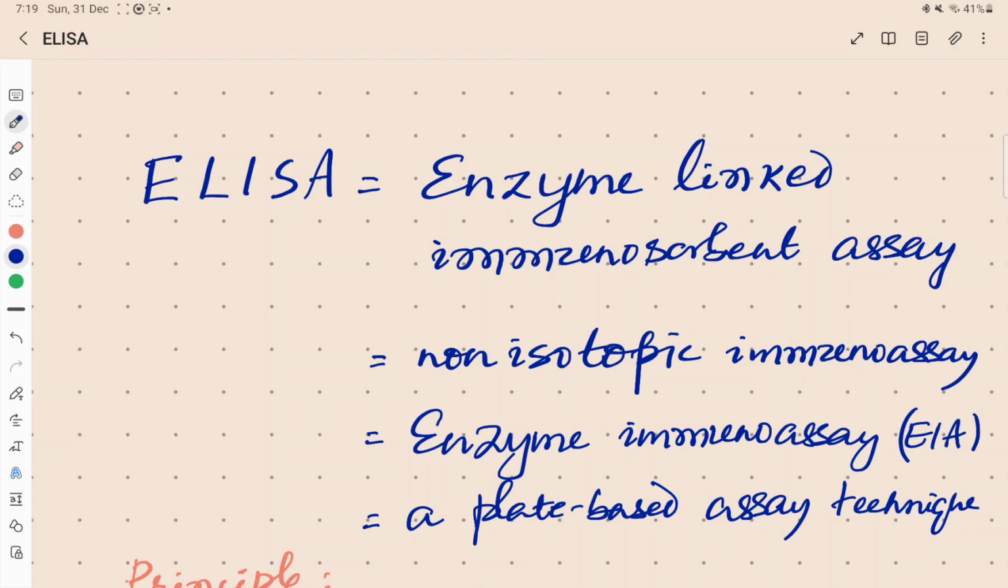We can also call it a non-isotopic assay. Non-isotopic because there is another assay technique called RIA, radio immunoassay, where we use a radioisotope. Here we are not using a radioisotope, so it is not as hazardous as radio immunoassay. So we can also call it a non-isotopic immunoassay.